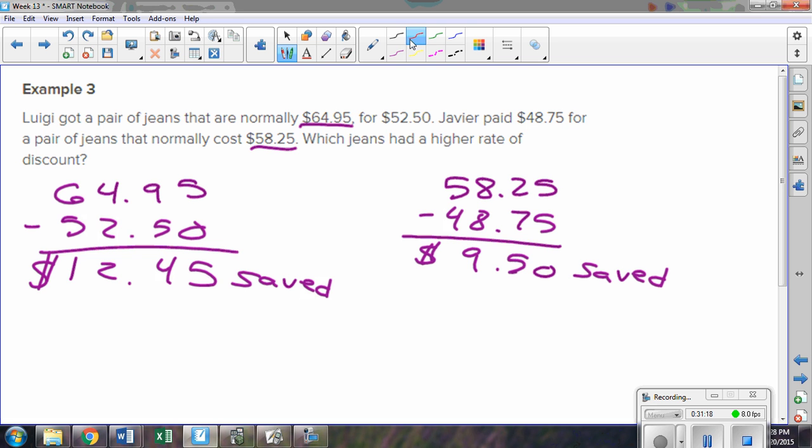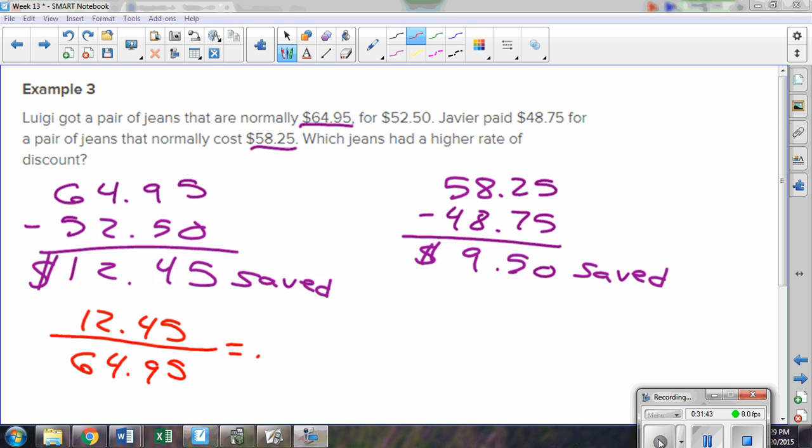On this one, and I would like you guys to grab your calculators so we can speed up some number crunching. I don't have mine with me. $12.45 out of $64.95 will tell us the percentage that they saved. Using your calculator, what did you get? Sammy gave me 0.190, which then is 19%.